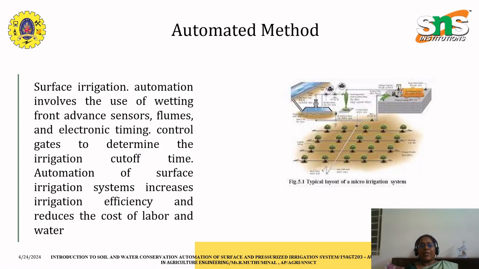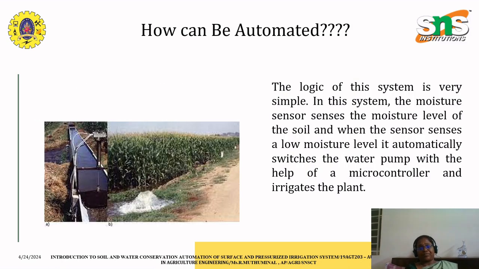So this is the automated method where we adopt surface irrigation for watering the plant or irrigating the field. Surface irrigation is the one which uses sensors, flumes and electronic timing control gauges to determine the irrigation cutoff time, and the automation of the irrigation system also increases irrigation efficiency, which will help us reduce the cost of labor and water.